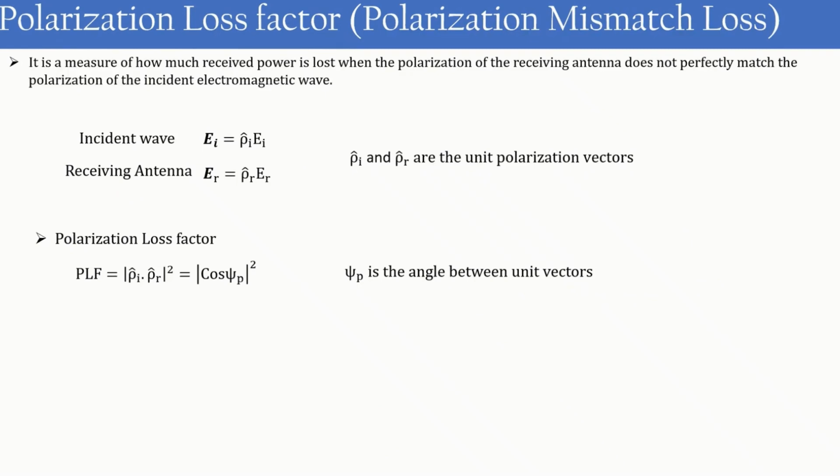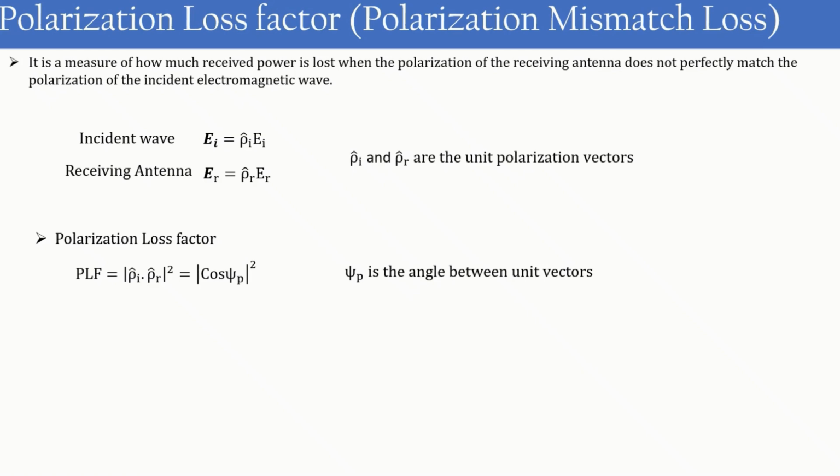The measure of how much received power will be lost when the polarization of the receiving antenna does not match the polarization of the incident electromagnetic wave is given by the factor called polarization loss factor, or polarization mismatch loss. So let's see how this can be calculated.